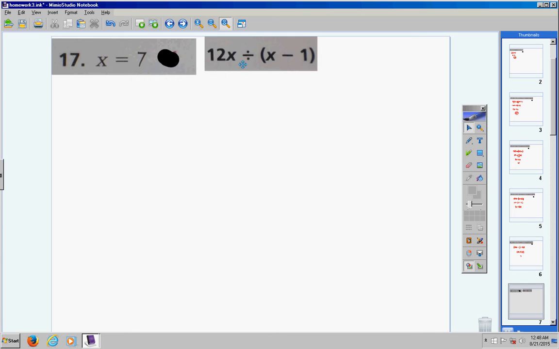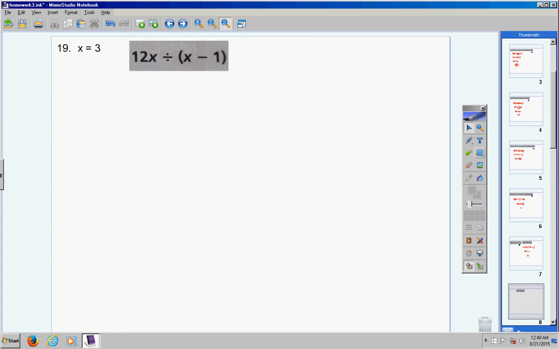We're going to take this expression here and substitute a number into the expression. So here we're going to substitute 7 in for x. So 12 parentheses 7 divided by, then put a big parentheses, and then parentheses 7 for your x right here, negative 1. Well, 12 times 7 is 84 divided by 7 minus 1 would be, or 7 negative 1 would be 6. So 84 divided by 6, which would be 14. So the answer is 14.